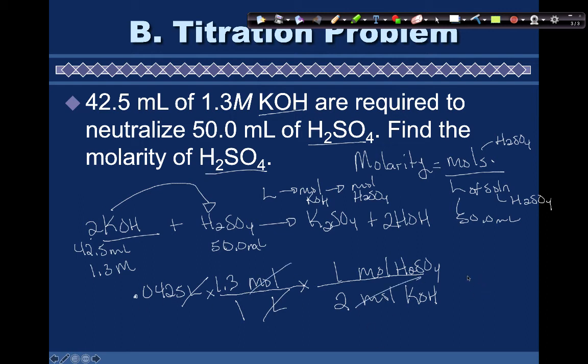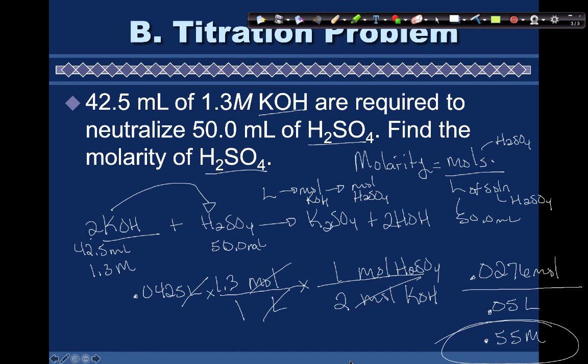All right, so now when you go through and do the calculation, you're going to get 0.0276 moles. That's not what it's asking for though. We're looking for a molarity. So now we need to take our number of moles and then divide that by 50 milliliters, or 0.05 liters. That's going to give me 0.55 big M. That's my molarity.